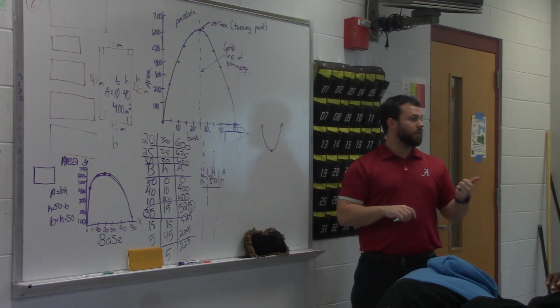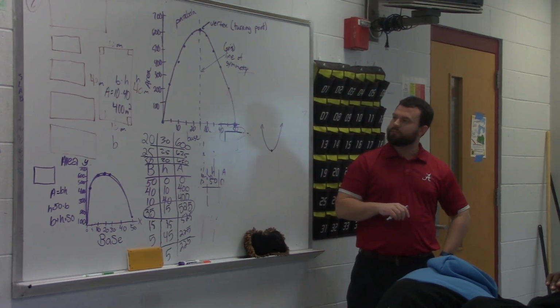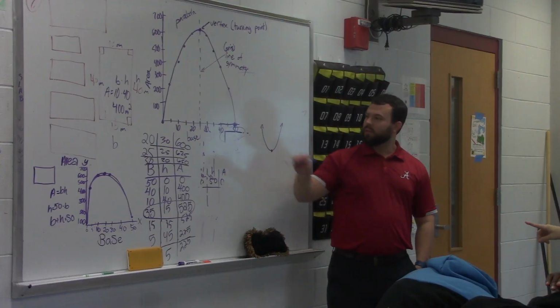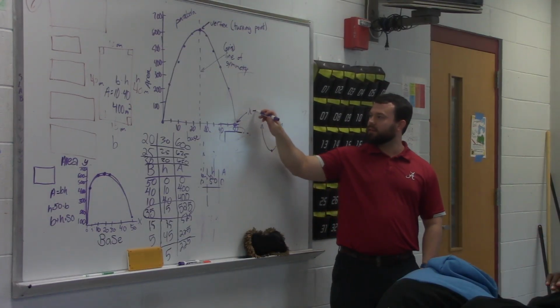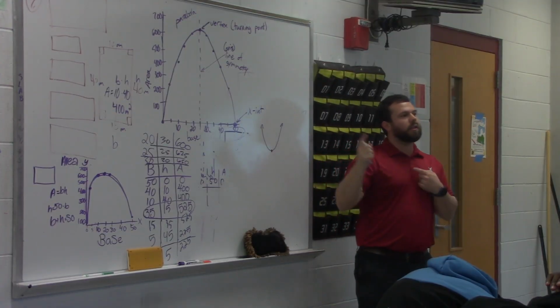Some x-intercepts and y-intercepts. Where do we see x-intercepts? Down there, to the left. So this 50 right here, that's an x-intercept. How do we know that this is an x-intercept?